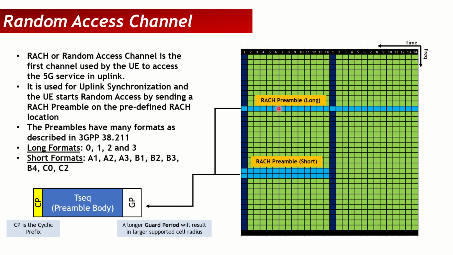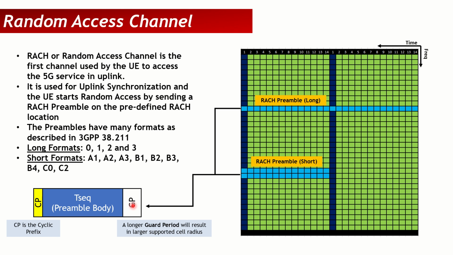Now, why do we have the long formats and short formats, and what are their advantages and disadvantages? So every preamble looks like this. We have a cyclic prefix, we have a sequence, which is the preamble body, and then we have a guard period, a GP. So if you have a long preamble, you will have a longer preamble body and a longer guard period. That means you will have support for a much larger cell radius. While if you are using a shorter RACH preamble, you will have a shorter body and a shorter guard period. That means that you will have a much smaller cell range.